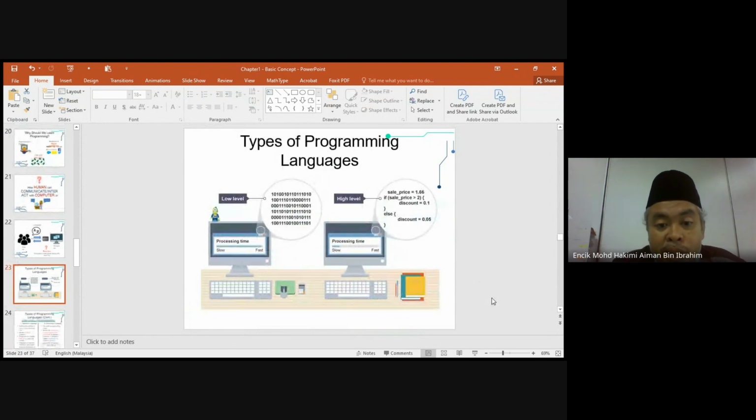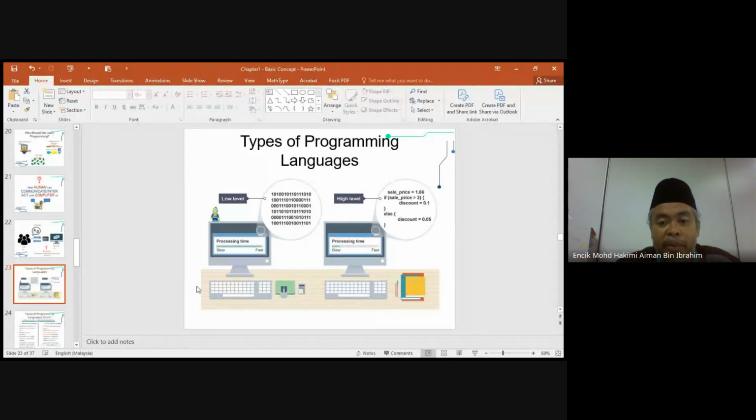For example, here, actually the computer understands binary, 0101 and all this. And we are the ones who come up with the high level, which is the normal words that we use in our daily usage. Our daily usage will be converted into binary by the compiler, and then the computer will execute it and produce the result.